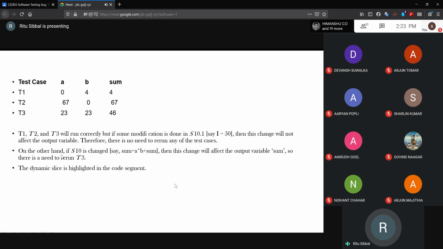And the third is a relevant slice. So the point of slicing is that we cannot rerun the program on all the test cases, so we pick up those test cases whose slices are either the execution slice, or the dynamic slice, or a relevant slice, and they are prioritized on this basis.